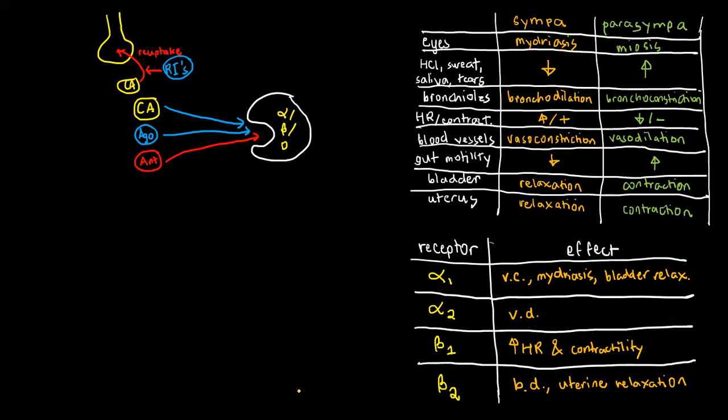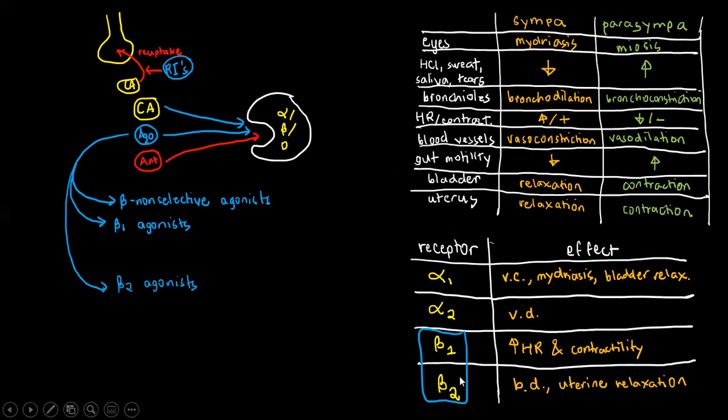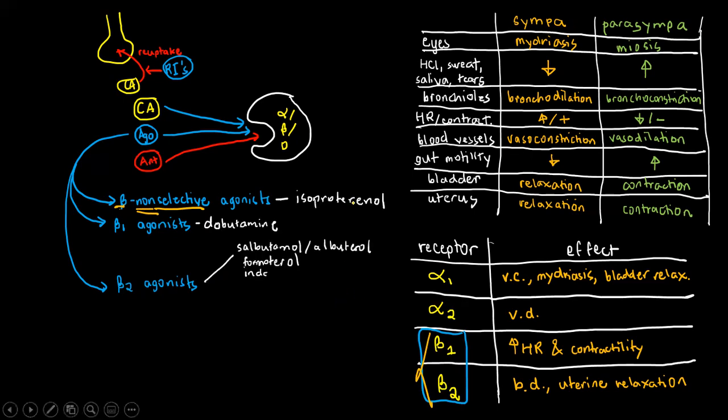But now let's go to the beta side this time. So we have beta non-selective. So this is still selective for beta, but non-selective in the context of still targeting both subtypes. But if you really want to go all out selective, we have beta 1 selective agonists and beta 2 selective agonists. And these are the representatives.